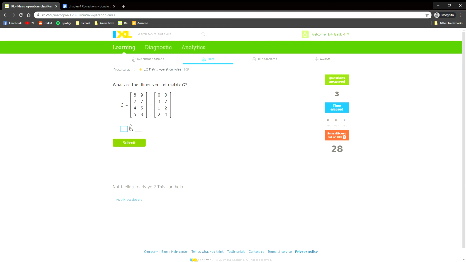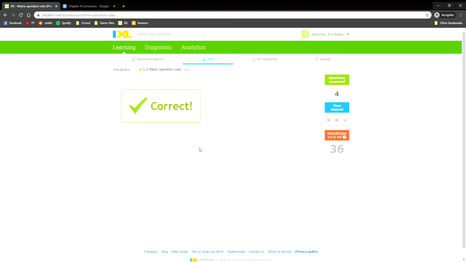Doing a great job. What are the dimensions? 4 by 2, they stay the same. Got that correct. Is this product defined? No, definitely not. There's 3 entries here and 2 entries here, so that won't work. Good. All right, what are the dimensions of this? It's a 2 by 2 times a 2 by 2. That's going to be a 2 by 2.